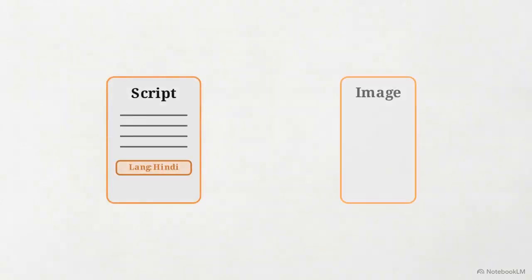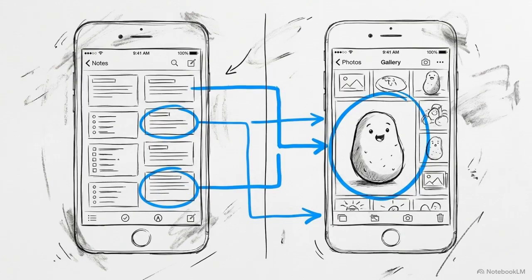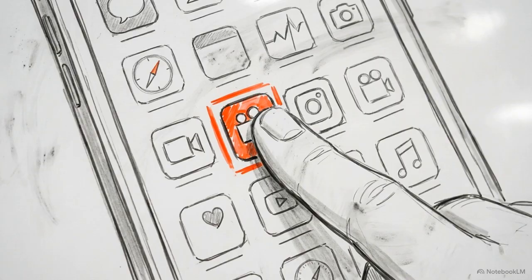By isolating the script writing and the image creation into two distinct steps, you ensure that both components are exactly right before you spend time running them through an animator. Now we fuse them together.